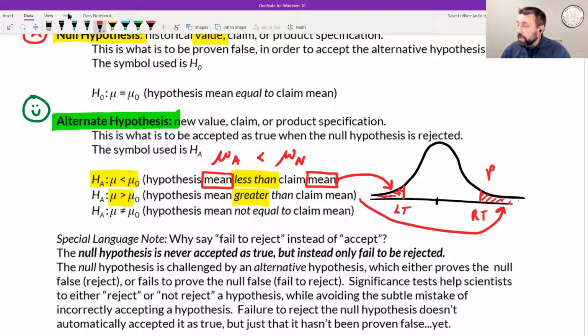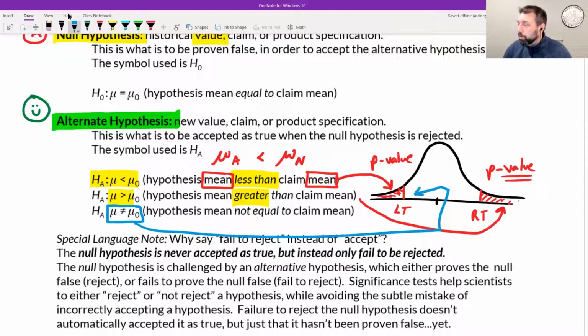And this is called a p-value, a probability value. So you have a p-value under the right tail and you have a p-value under the left tail. If it's less than, you take the area only under the left tail. If it's greater than, you take only the area under the right tail. Finally, if it is not equal to, then you take the area under both tails. Okay? And that's the area that you use to compare.